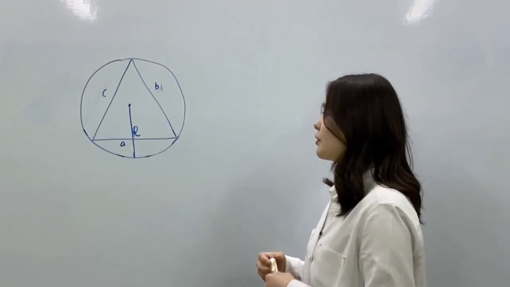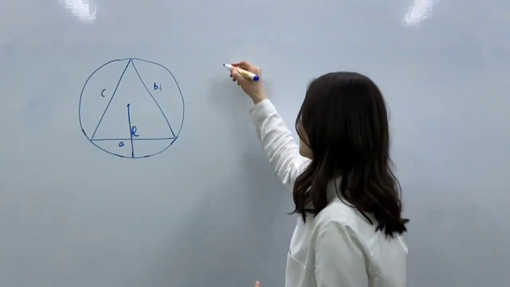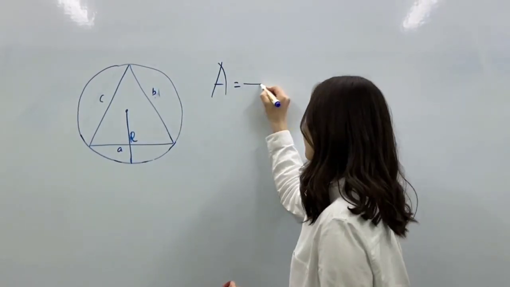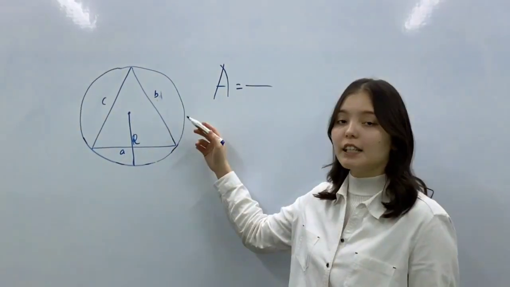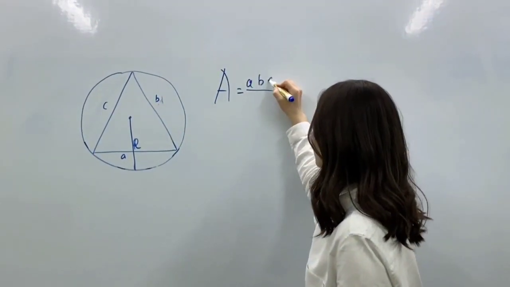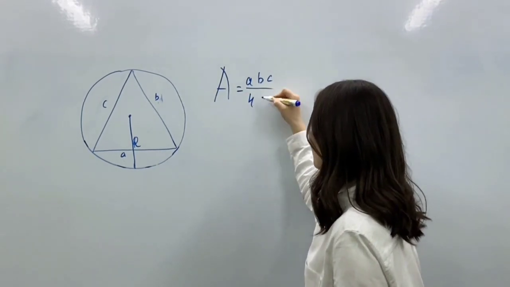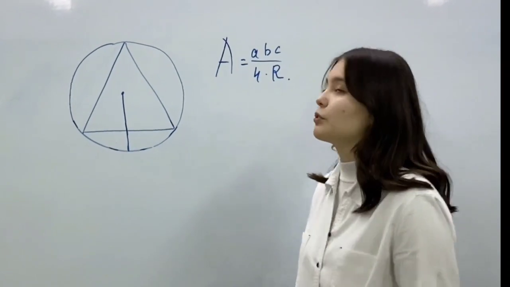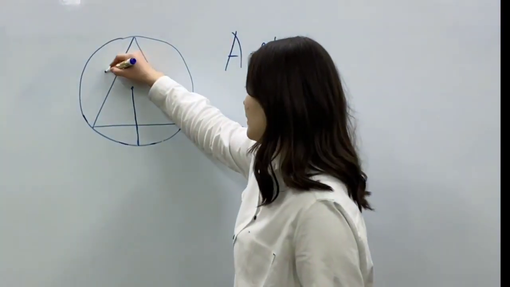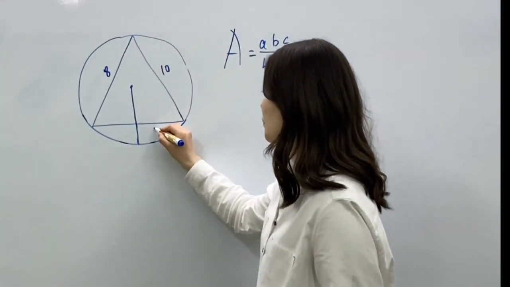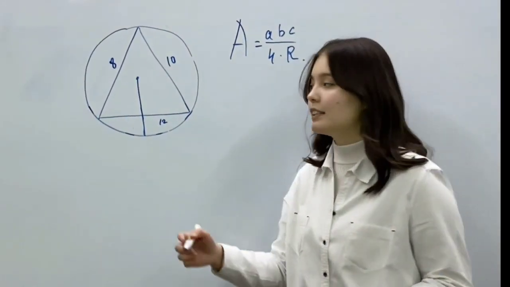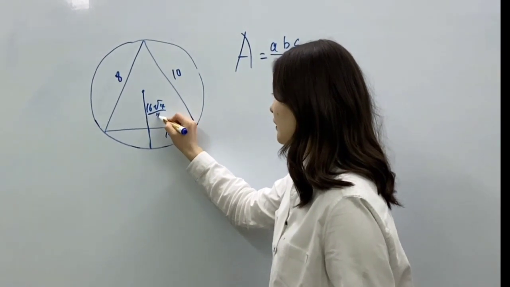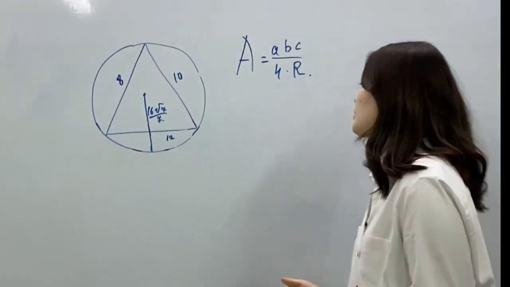Let's find the area of the triangle by using its circumscribed circle. It means that the area of the triangle will be equal to the ratio of the product of the three sides of the triangle, a, b, c, and 4 multiplied by the circumradius. Let's say that the sides of the triangle measure 8, 10, and 12, and the radius is, for example, 16 square root of 7 over 7.